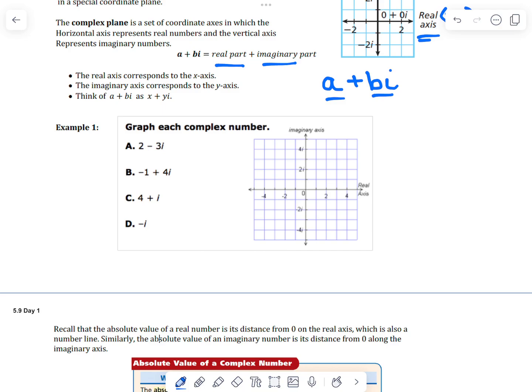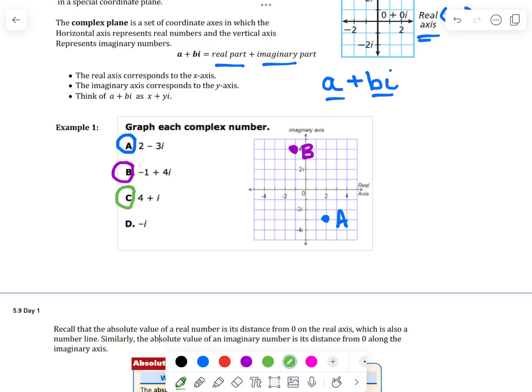So we'll start with 2 minus 3i. So what we do is we go to the right 2 on the real axis and then down 3 on the imaginary axis. So right 2, down 3. And then we just label that point A. For B, the complex number is -1 plus 4i. So that means we're going to go left 1 on the real axis and then up 4 on the imaginary axis, and there's point B.